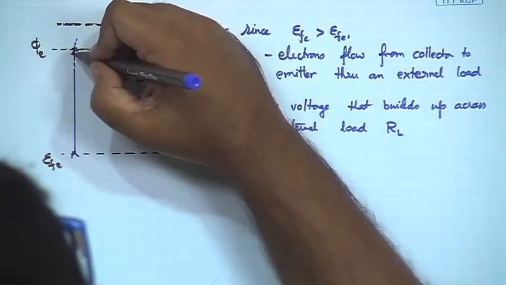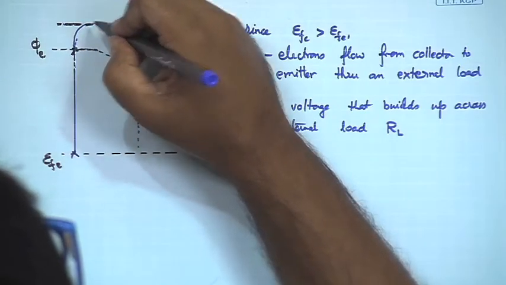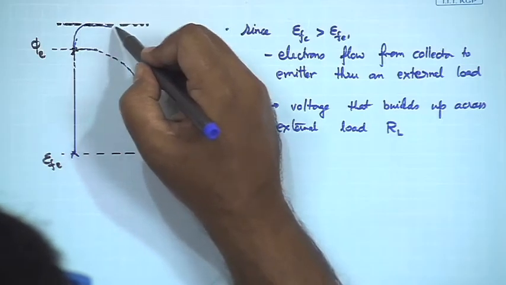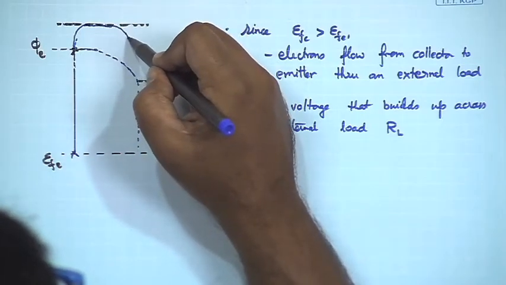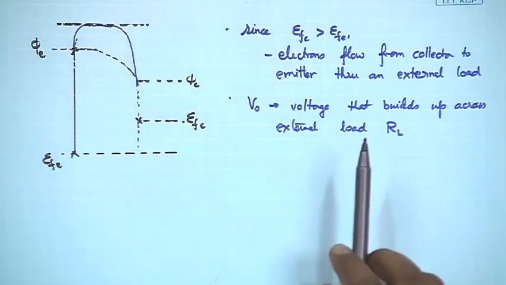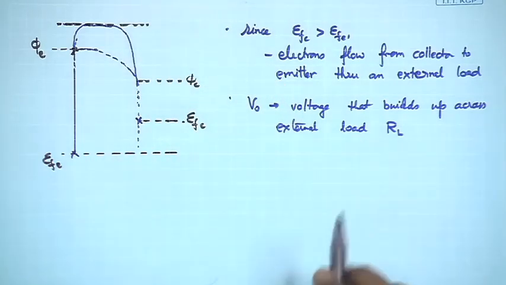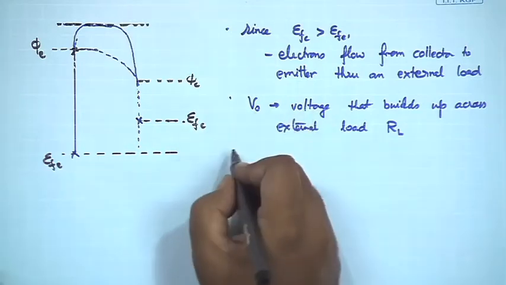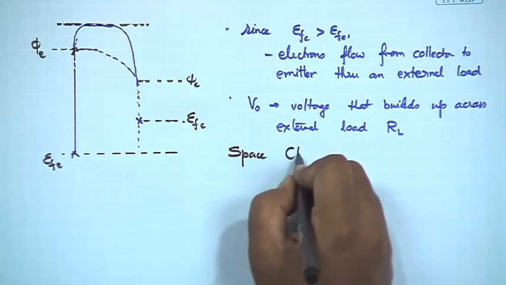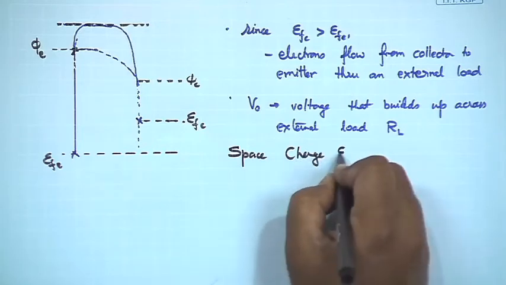Okay. So, actually the electrons have to go to a higher level and then come down like this. Okay. And why is this required? Because of what we call space charge effect.